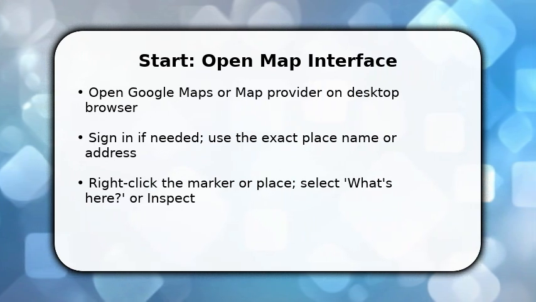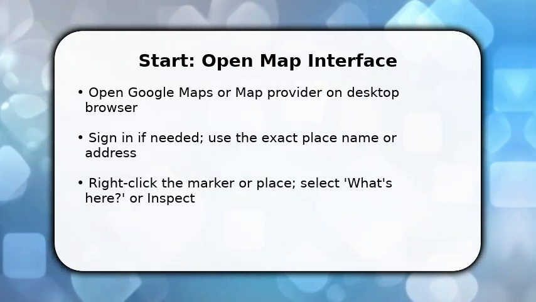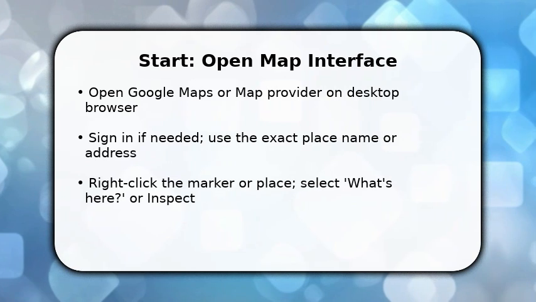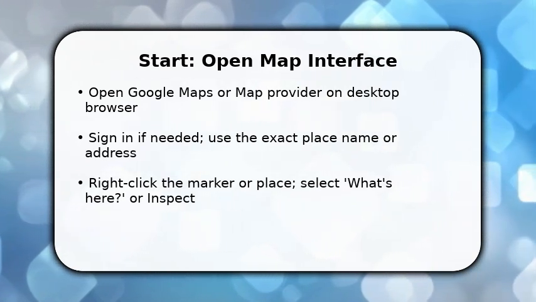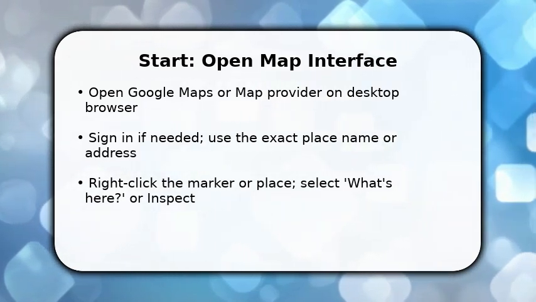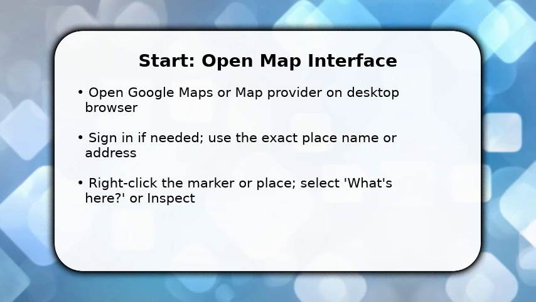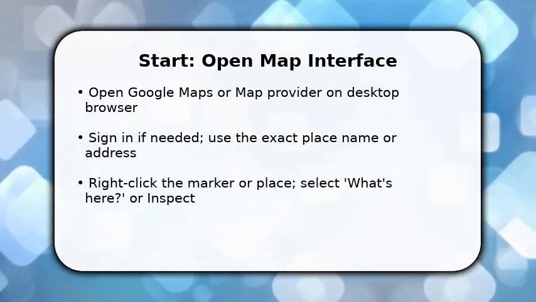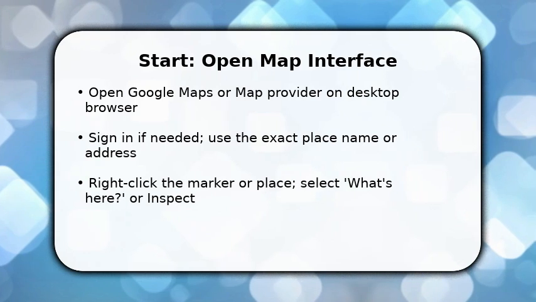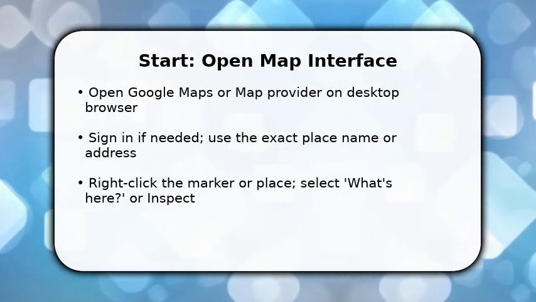You start by opening the map in a desktop browser so you can access developer tools. This is faster and more precise. Enter the exact place name or paste the address to locate the marker. Once you have the marker visible, right-click it and choose the context option like What's Here? Or open the element with Inspect. This exposes coordinates or a link that often contains the place ID. Keep the map pin centered before continuing.